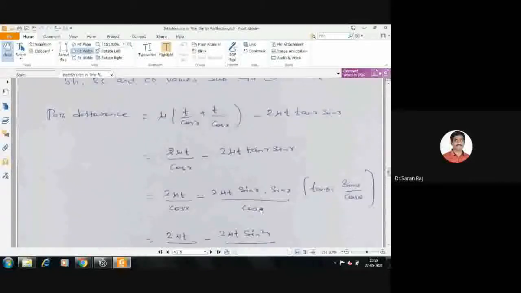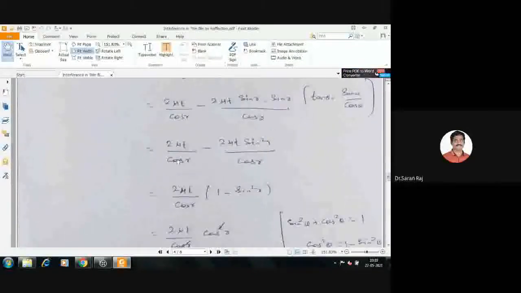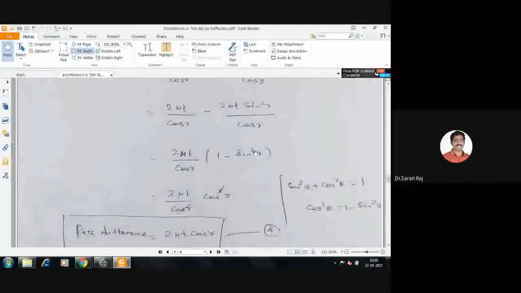tan r can be replaced by this formula, sin r divided by cos r. So 2 mu t sin r divided by cos r into sin r. Sin into sin is sin square r, so 2 mu t divided by cos r minus 2 mu t sin square r divided by cos r. Now here also cos r, here also cos r. So commonly we can write cos r in the denominator, and on top 2 mu t minus 2 mu t sin square r. Both terms have 2 mu t common, so take it outside, leaving 1 minus sin square r. So 2 mu t cos r.